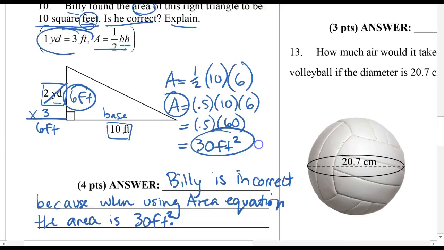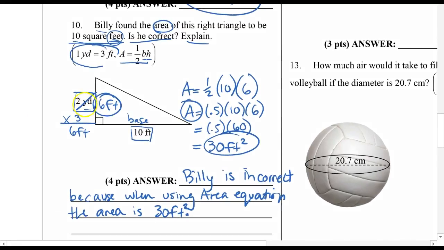Okay, and I think I know what he did. What he did is he did 2. He didn't convert. He didn't change this side to feet. He kept it as yards. And so what he did was 1/2 times the base 10 times 2, and that's how he got 10. Okay, so he forgot to change this side.